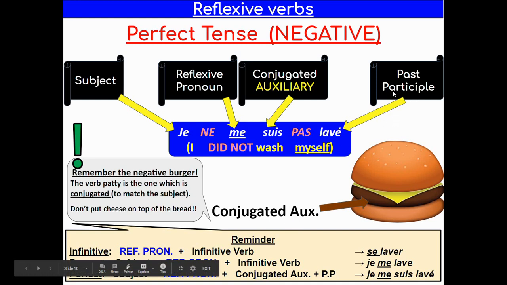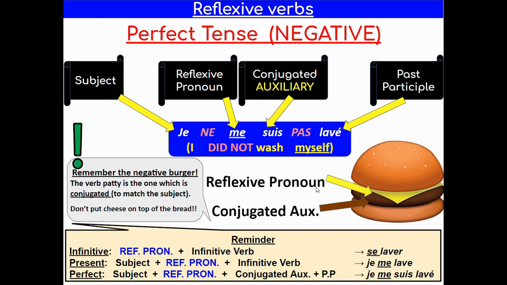So not the past participle, even though, yes, you're right, it comes from a verb, we call it a past participle here. The auxiliary is what is conjugated. So to be even more precise, it's not just the verb that goes here, it's not just the verb that's the meat, it's the conjugated verb. And in this case, the conjugated verb is called the auxiliary in the perfect tense. So conjugated auxiliary goes here. My cheese is my reflexive pronoun, one of my little toppings inside my burger.